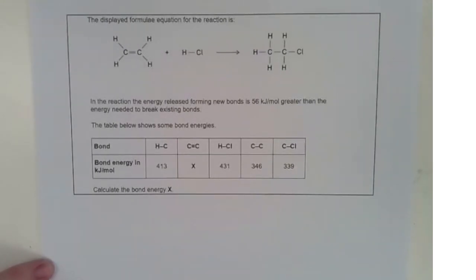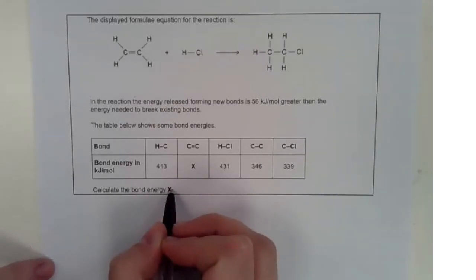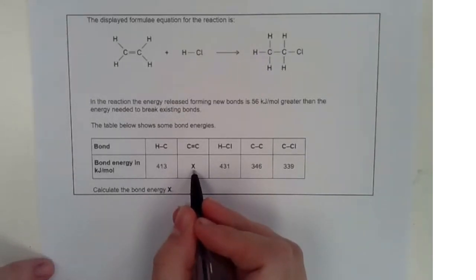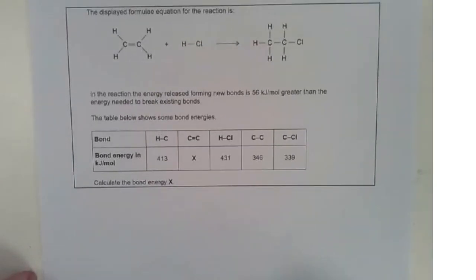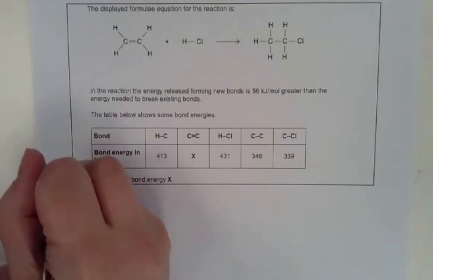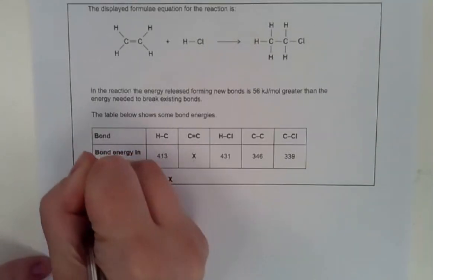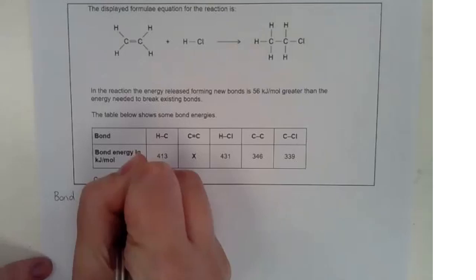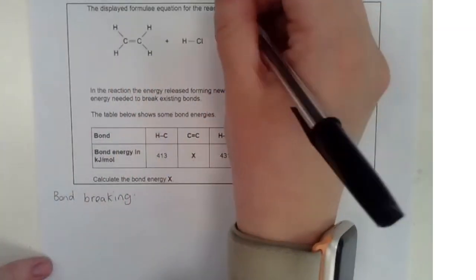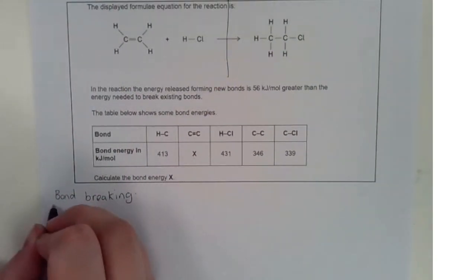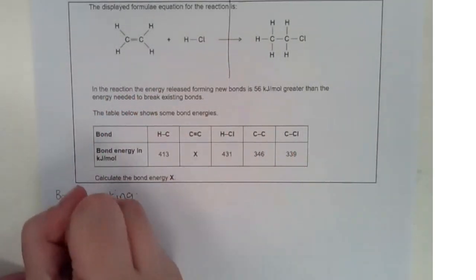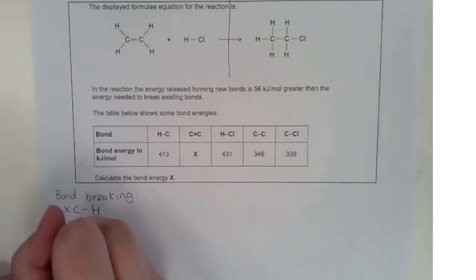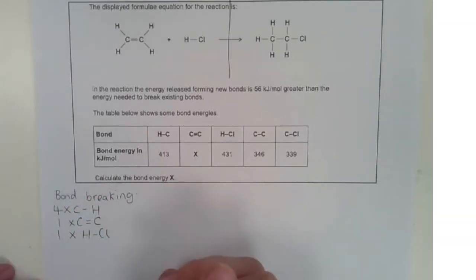Now my second worked example is a 5-mark question in your exam, because we're looking for a missing bond energy rather than looking just for the overall energy change. So we're going to start the exact same way as before. I'm going to do my bond breaking, and I'm going to identify the bonds on the left of my reaction arrow, which in this case are 4 carbon hydrogen bonds, 1, 2, 3, 4, 1 carbon double bonded to a carbon, and 1 hydrogen chlorine bond.